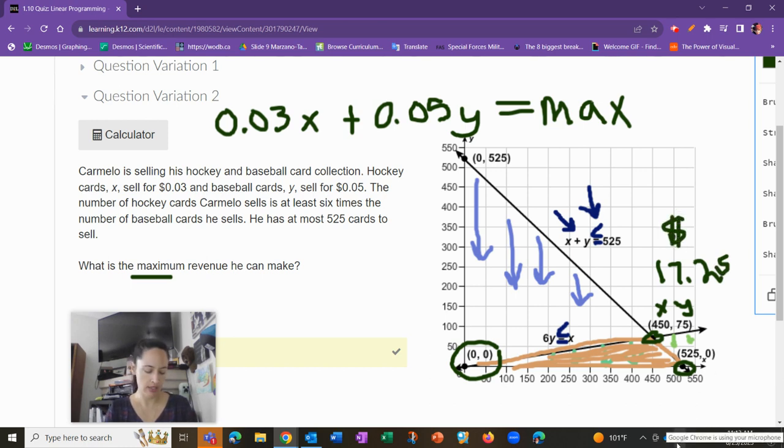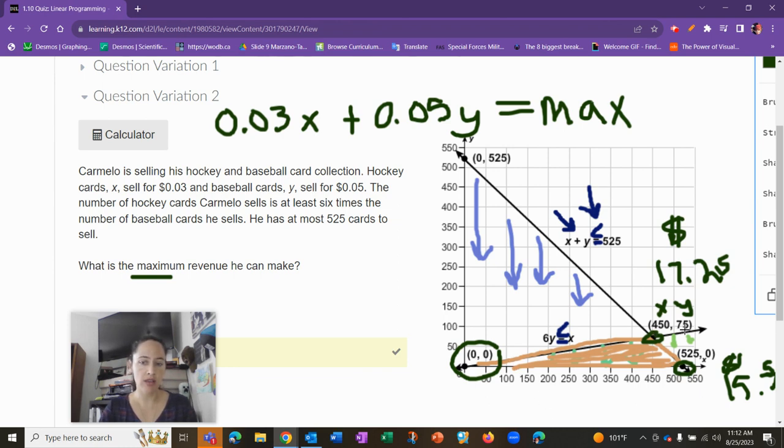Let's do the other one. 0.03 times 525 plus 0.05 times 0. I guess I need to do that. This one down here is $15.75. Oops, 75 cents. So we're looking for the maximum value, the maximum profit.